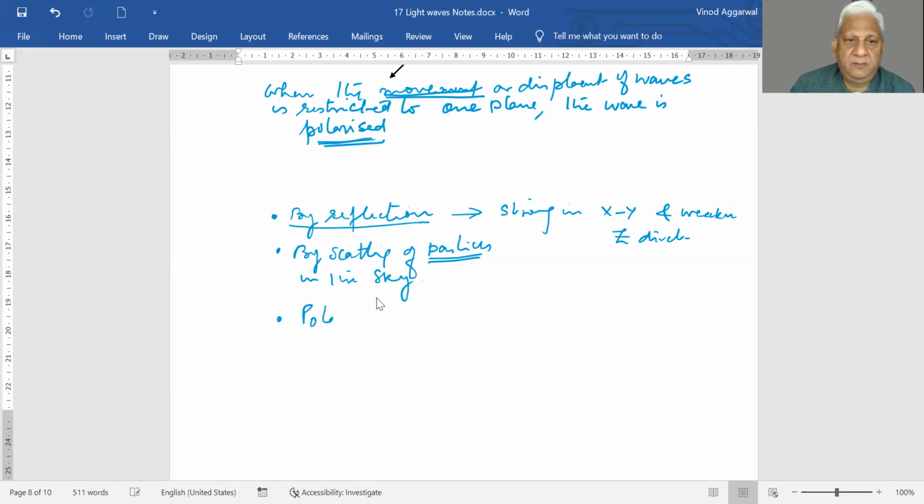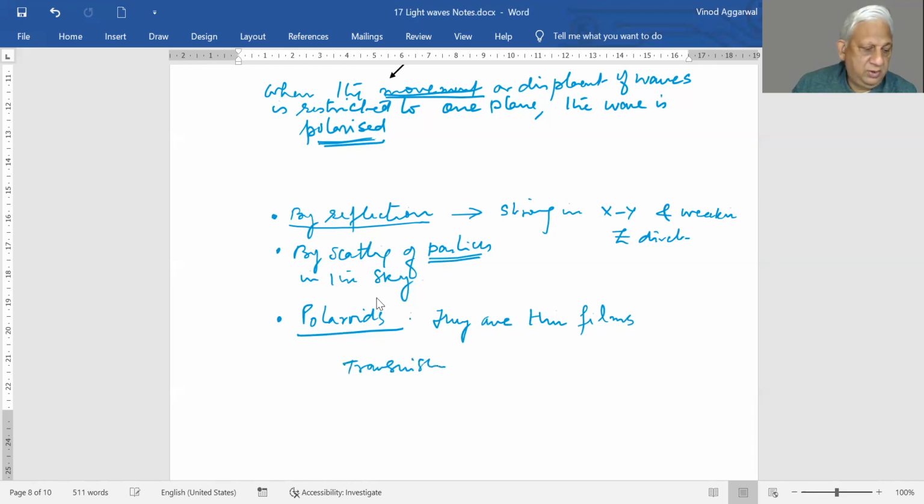And third is by means of polaroids. What are polaroids? They are actually thin films and their molecular structure allows that component of electrical field of light which is perpendicular to the direction of molecular structure of the polaroid. This direction perpendicular to molecular chain is called transmission axis of polaroid.